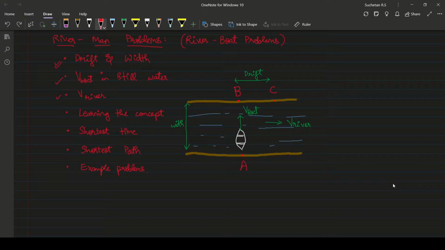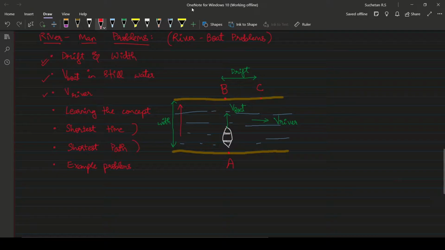Velocity of boat in still water. Now this is essentially the speed with which you can row the boat. Now if they tell you the velocity of man with which he can swim in still water, this is also the same as velocity of boat in still water. It is the speed with which you can move the boat. So next is the velocity of river, which is quite obvious, the speed with which the river is flowing. Okay, so now let's move on to learning the concept.